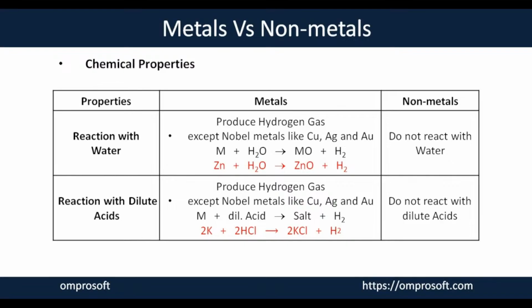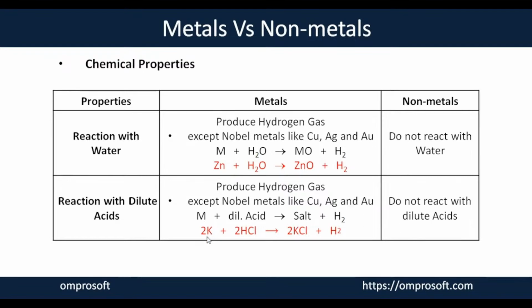with water. And the next reaction is the reaction with dilute acids. When metal reacts with dilute acids, the same as with water, they produce hydrogen gas. Like you can see, M represents metal here. When metal combines with dilute acid, it produces its salt and hydrogen gas is liberated.